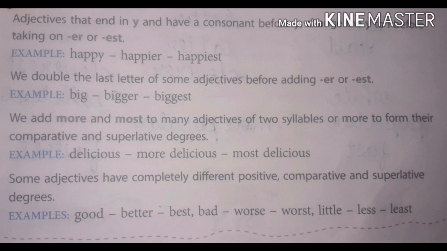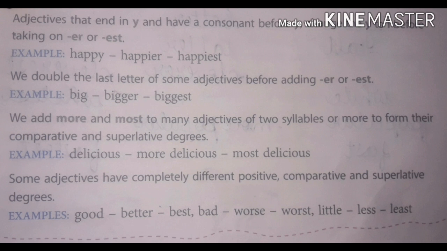We double the last letter of some adjectives before adding er or est. This is another rule. Example, big. Now we will write the last letter again: bigger when we are using it in comparative degree, and biggest when we are using it in superlative degree.